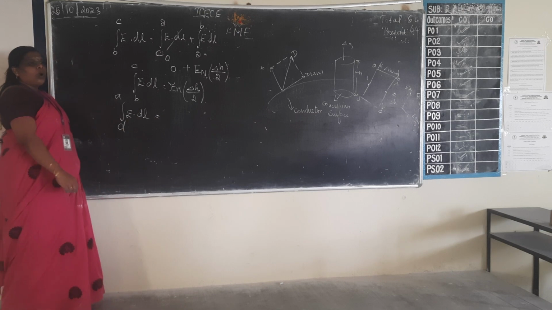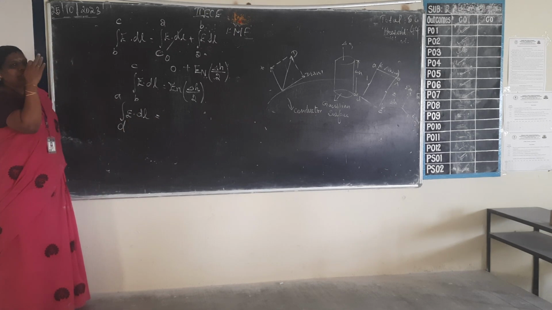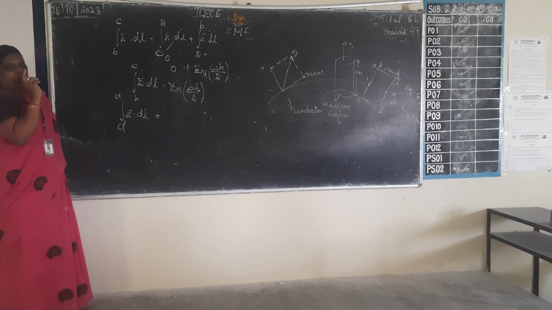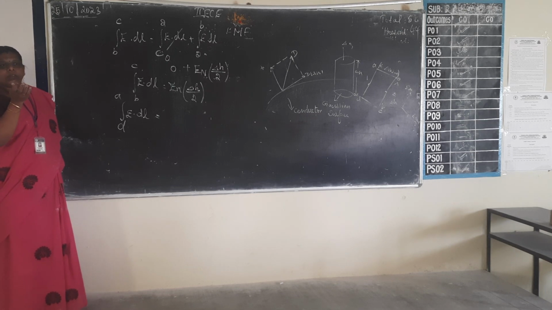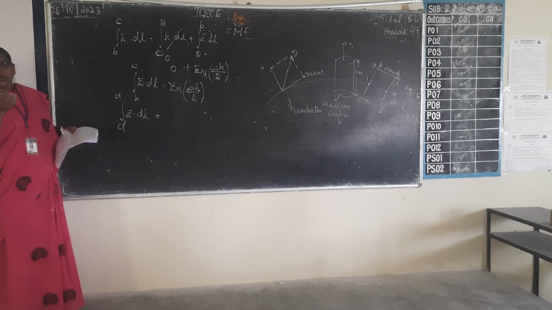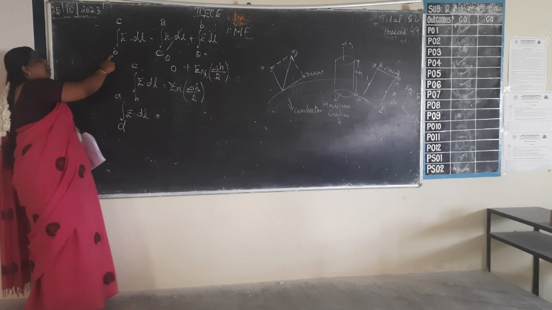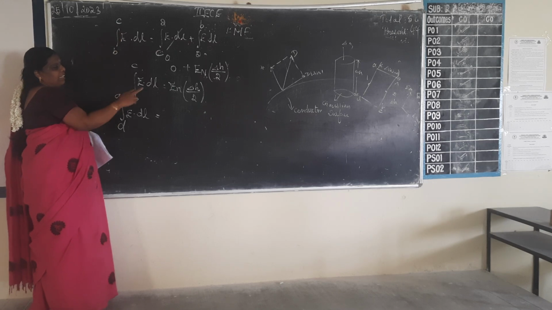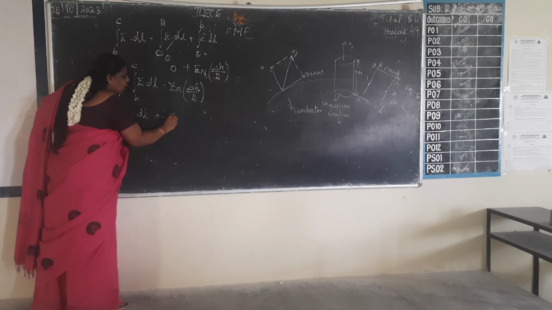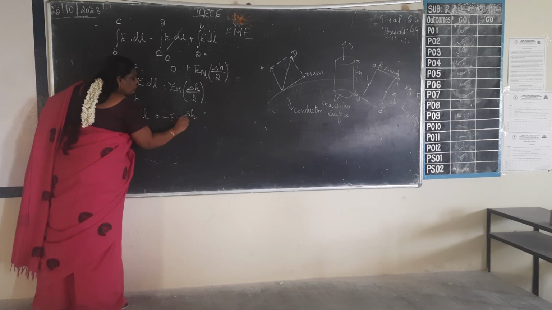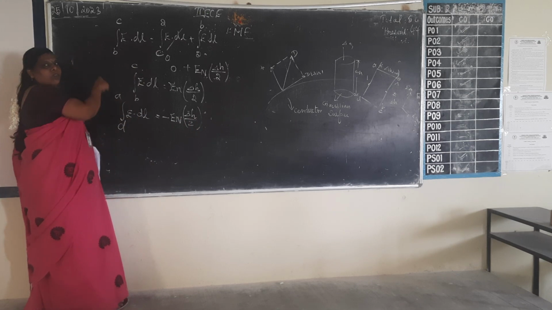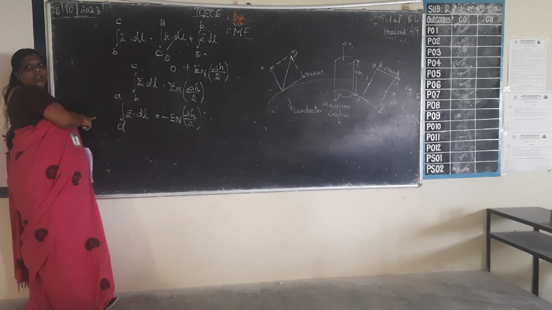Is it clear? What can we tell about D to A and C to B? Both are equal, is it not? Only thing is we are going to go for a change here. This is B to C. Now this is D to A. So can I write it as minus En del H by 2? Yes, D to C is minus of D to A.